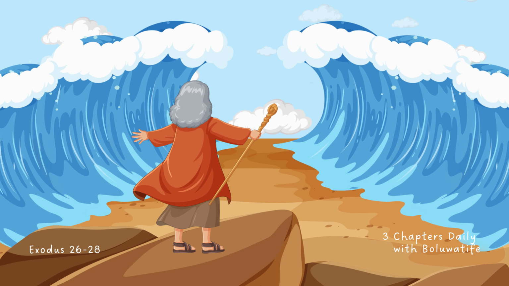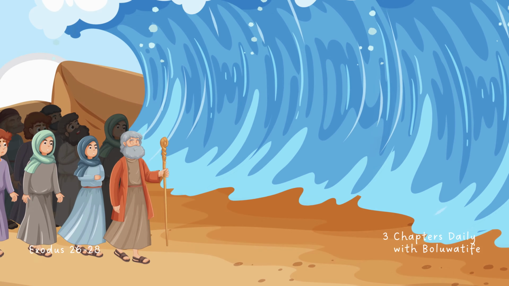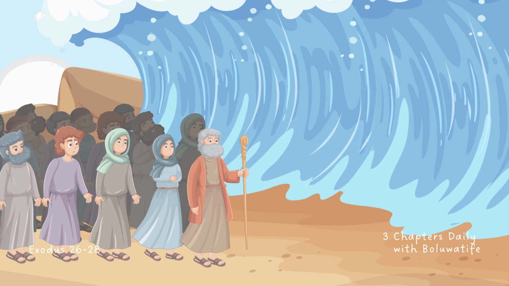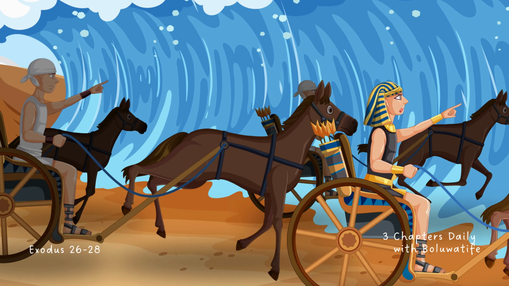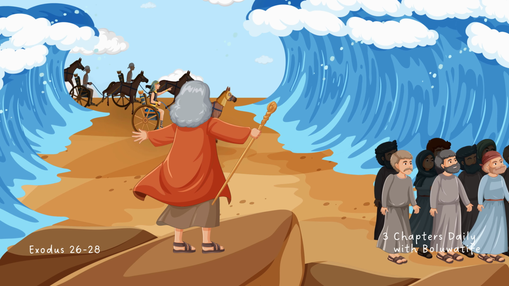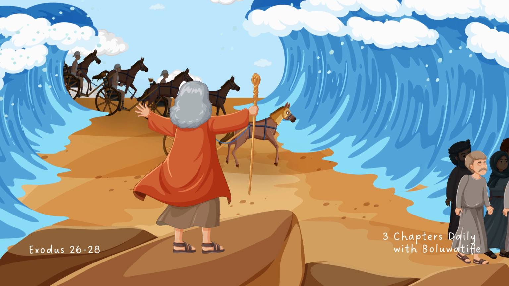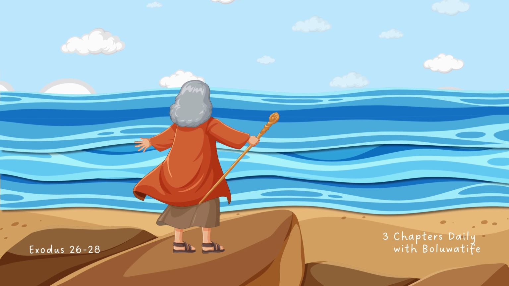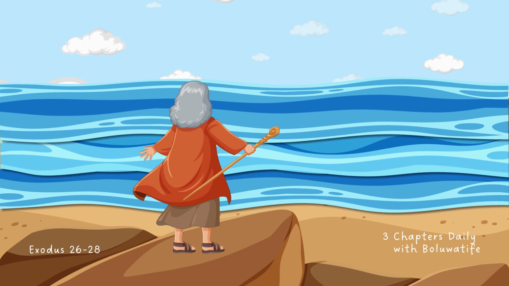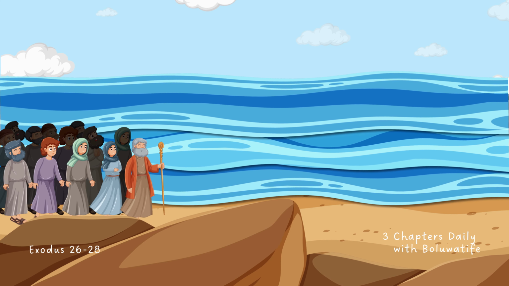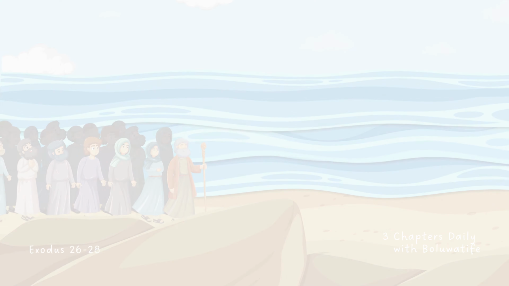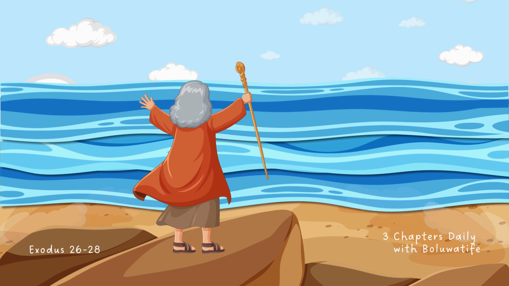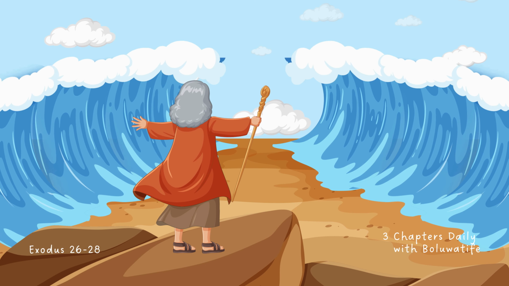The 5 curtains shall be coupled together one to another, and other 5 curtains shall be coupled one to another. And thou shalt make loops of blue upon the edge of one curtain from the selvage in the coupling, and likewise shalt thou make in the uttermost edge of another curtain in the coupling of the second. 50 loops shalt thou make in one curtain, and 50 loops shalt thou make in the edge of the curtain that is in the coupling of the second, that the loops may take hold one of another.